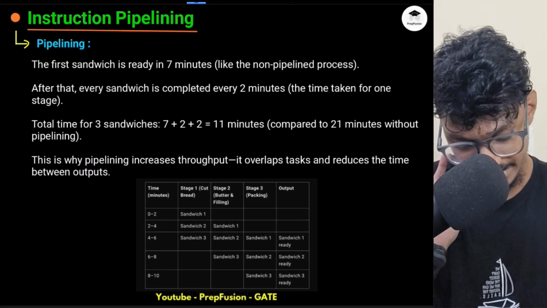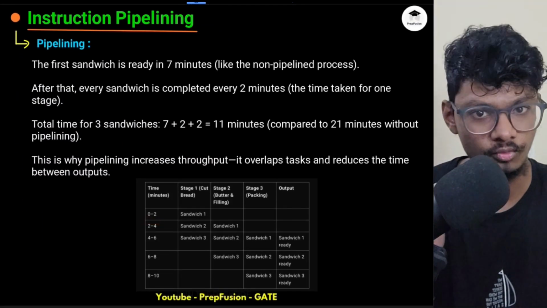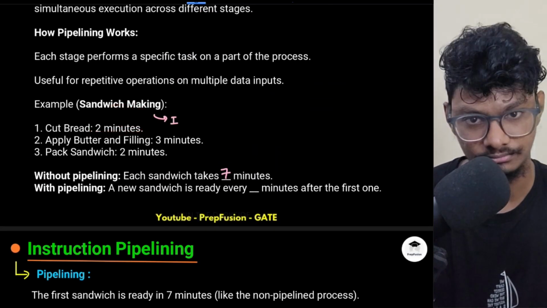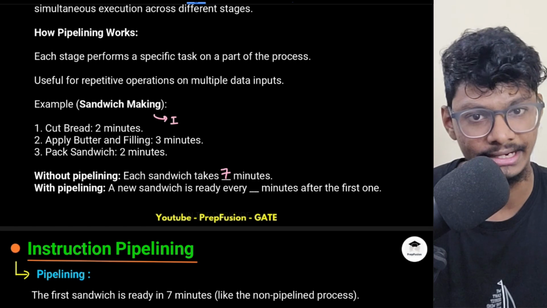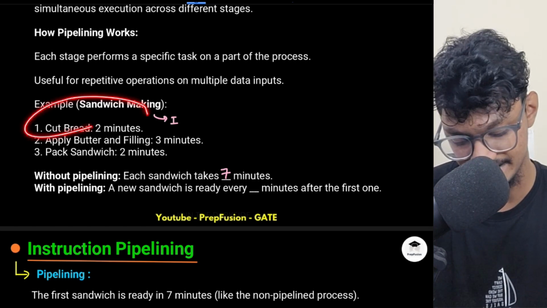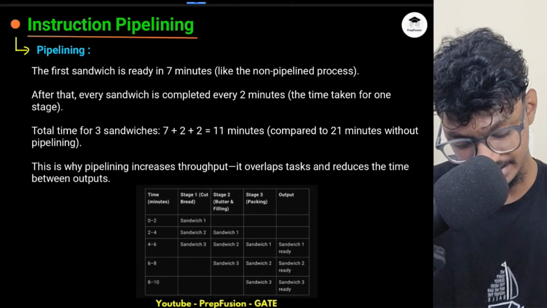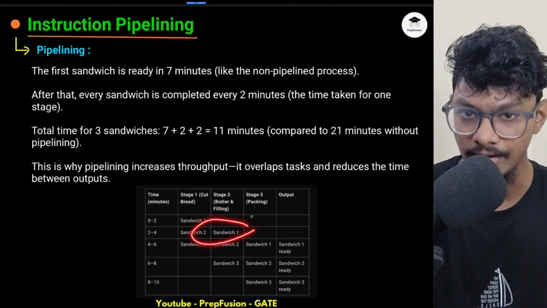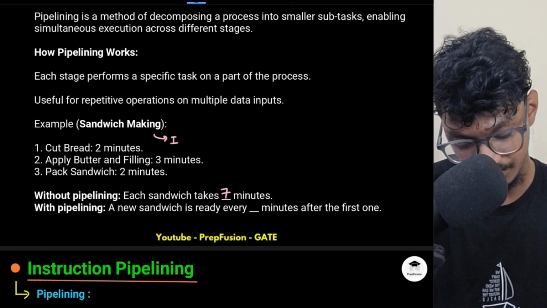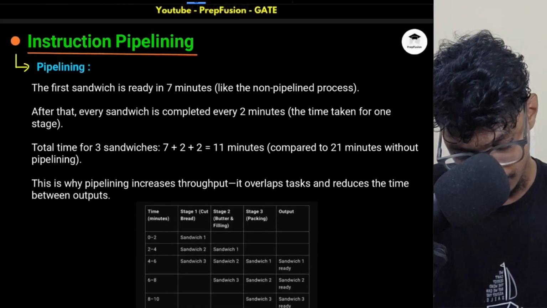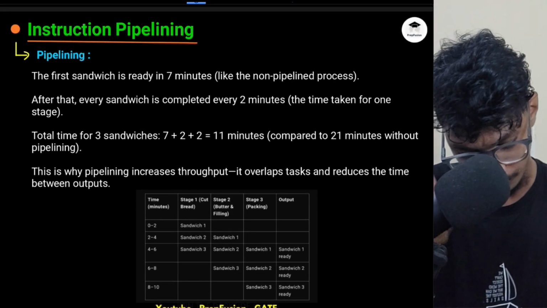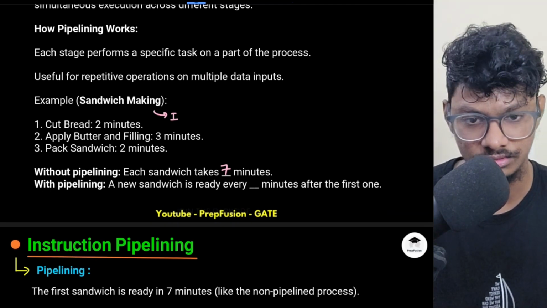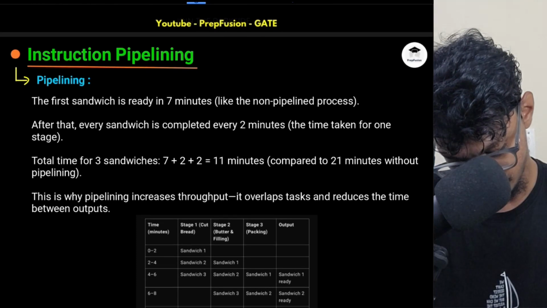So here, in the timeline between 0 and 1, for the first sandwich, person A will cut the bread, and person B and C will simply sit idle because they don't have anything to do, because the bread hasn't been cut yet. As soon as person A cuts the bread, he sends it to person B. So person B gets the cut bread, right? Now what is the task of person B? The task of person B is to apply butter. So person B applies butter. I will come to the technicalities later on. For now, just understand the basic things.